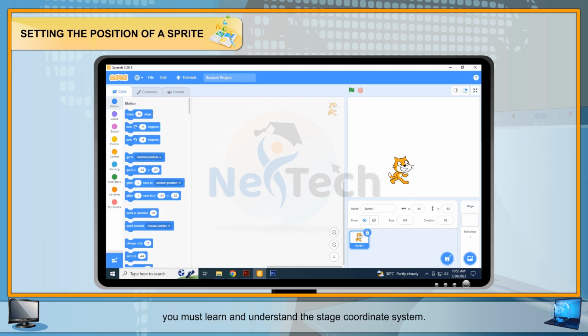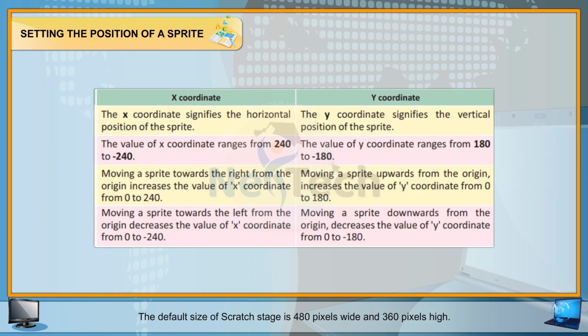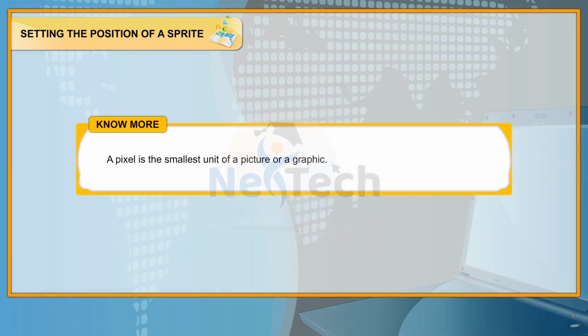stage coordinate system. The default size of Scratch stage is 480 pixels wide and 360 pixels high. The stage has an invisible grid which is formed with X and Y coordinates. Each point on the stage is indicated by a specific value for its X and Y coordinates. The center point of the stage is called origin. The value of X and Y coordinates at this location is 0. Note: a pixel is the smallest unit of a picture or a graphic.